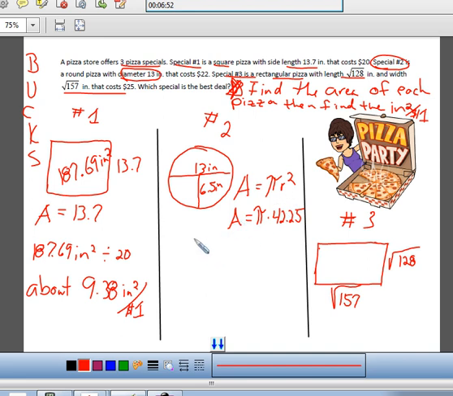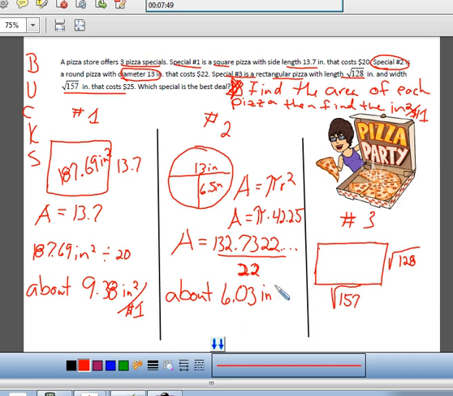And you get the area is, now remember, pi is an irrational number, so it goes on forever, 132.7322, well, let's just say it keeps on going. Leave that in your calculator. Now hit the divide button, and you're going to divide that by the price for special number 2, which is $22. And the answer is about 6.03 inches squared per dollar.